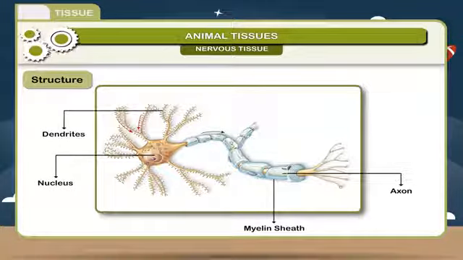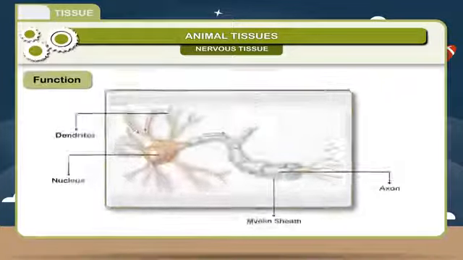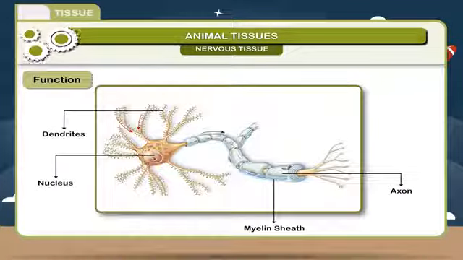The axon transmits impulses to an organ or collects impulses from the sensory organs. Function. They transfer the information from one part of the body to another.